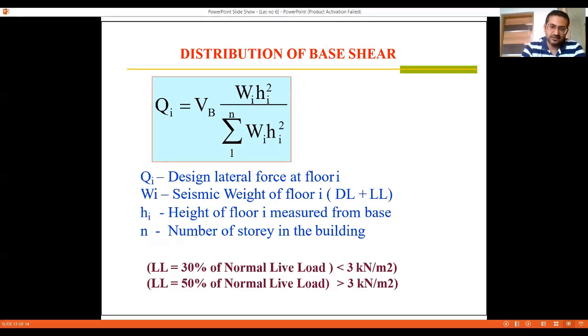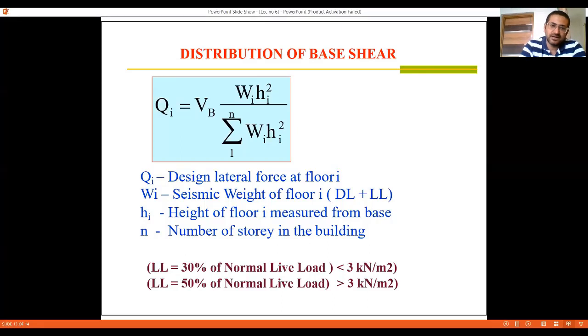Now we need to distribute this base shear along the height of the structure, as we have seen in the earlier slide. The distribution will be done based on the formula by calculating the story shear, given by Q. Q is equal to VB into Wi into hi square divided by sigma, i equal to 1 to n, Wi into hi square. Where Q is the design lateral force at the particular floor level, and Wi is the seismic weight of the floor, that is dead load plus live load.